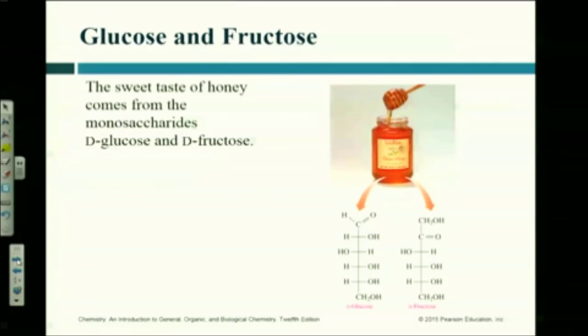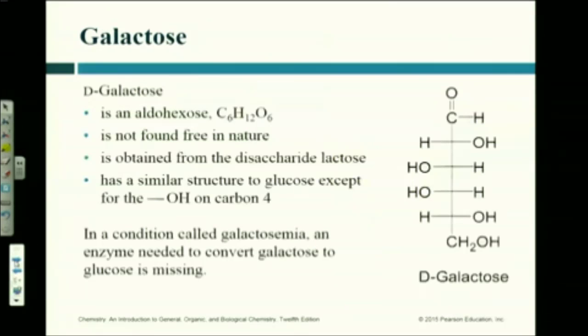Okay, the sweet taste of honey comes from these. And the third monosaccharide we're going to talk about is galactose. It is an aldohexose as well. It's also C6H12O6. It's not found in nature free by itself. It only occurs in nature in a disaccharide, meaning 2 monosaccharides joined together, such as lactose.